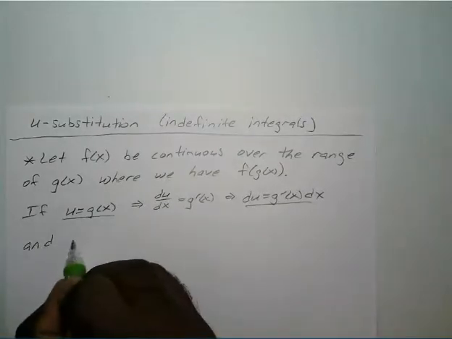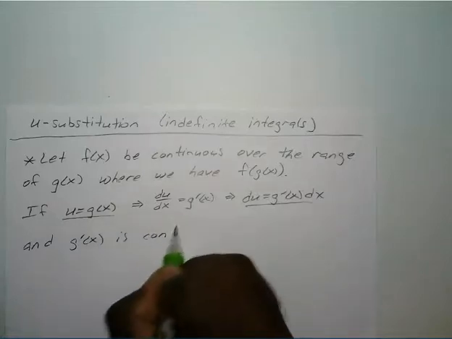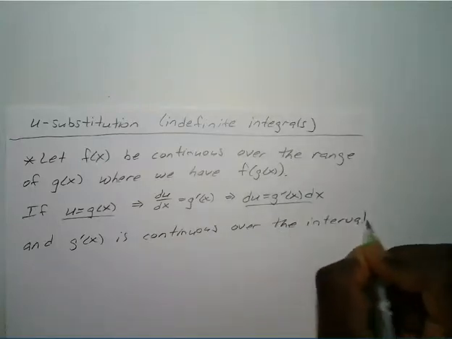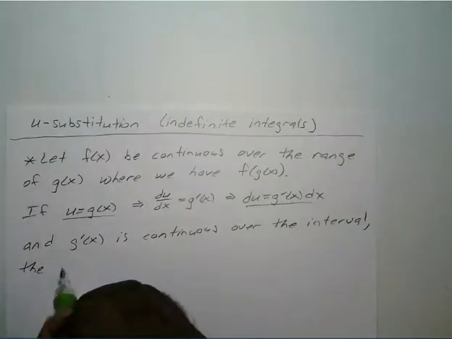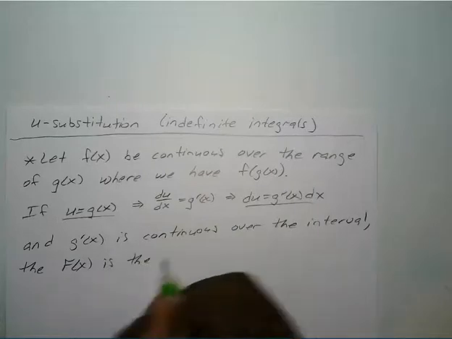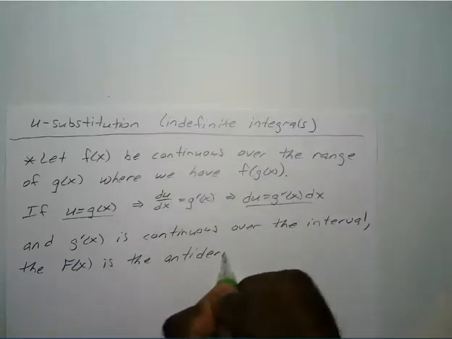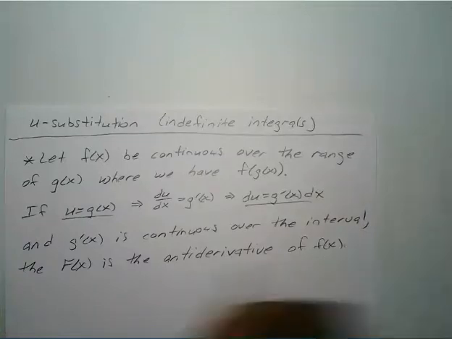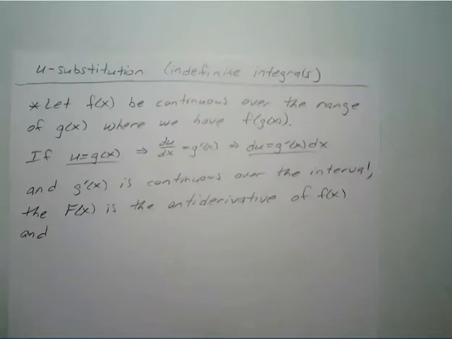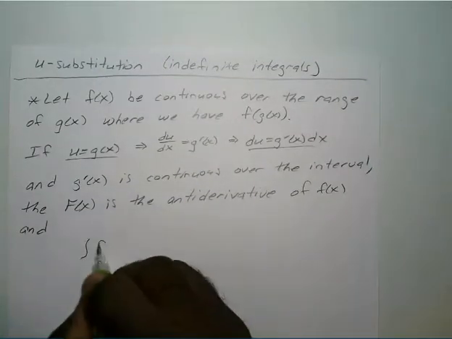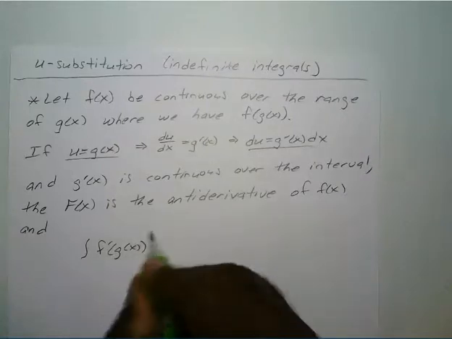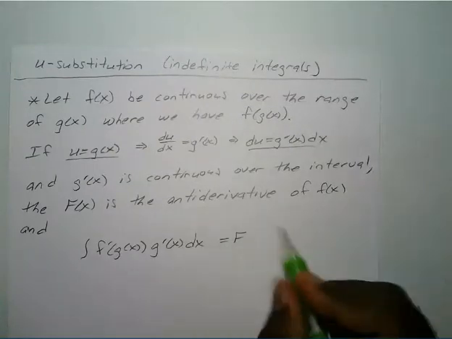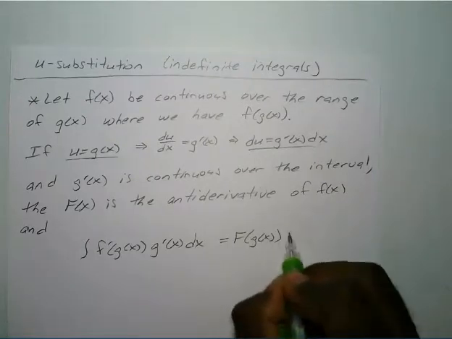Okay, so if u equals g of x and du equals g prime of x dx, and g prime of x is continuous over the interval, then your antiderivative, capital F of x, is the antiderivative of our f of x. And this is where the definition comes in. The integral of f prime of g of x times g prime of x with respect to x is equal to f of g of x plus c.